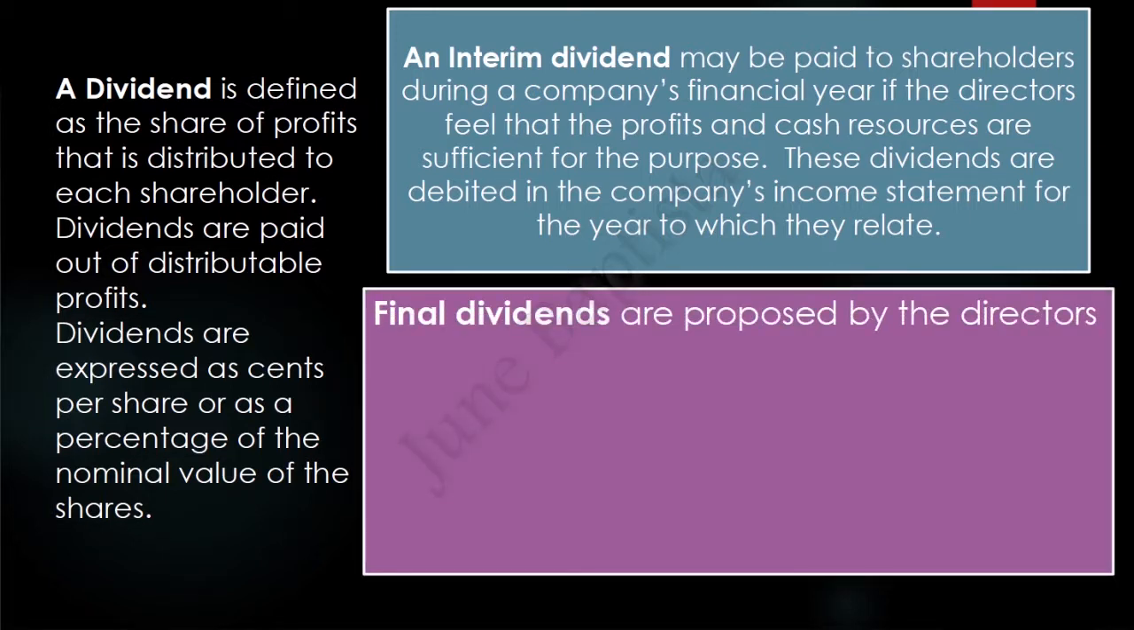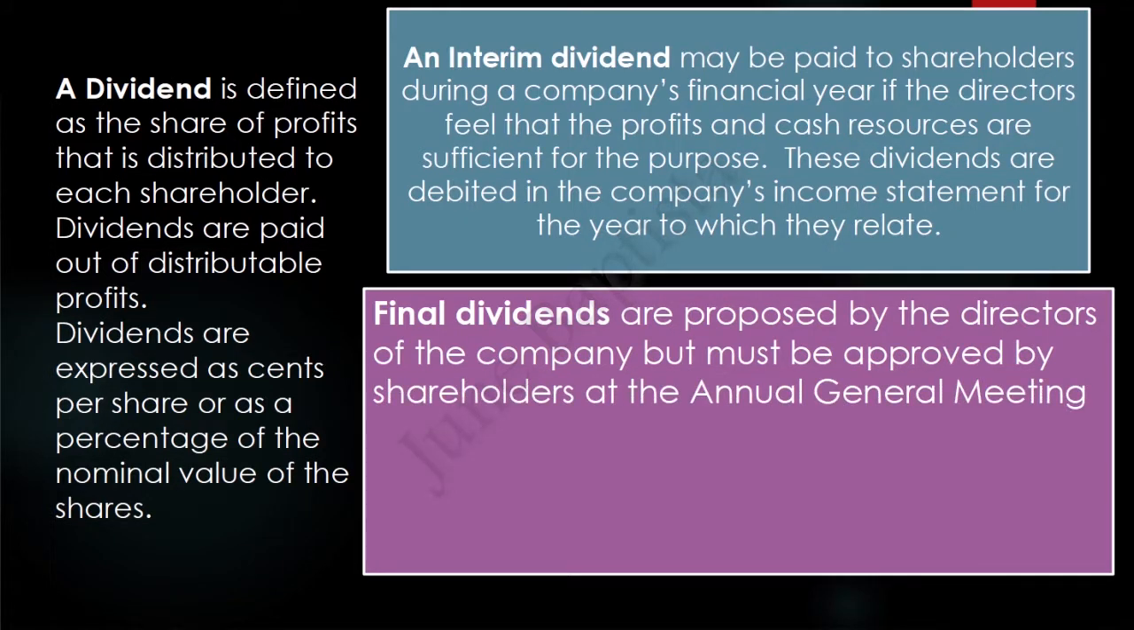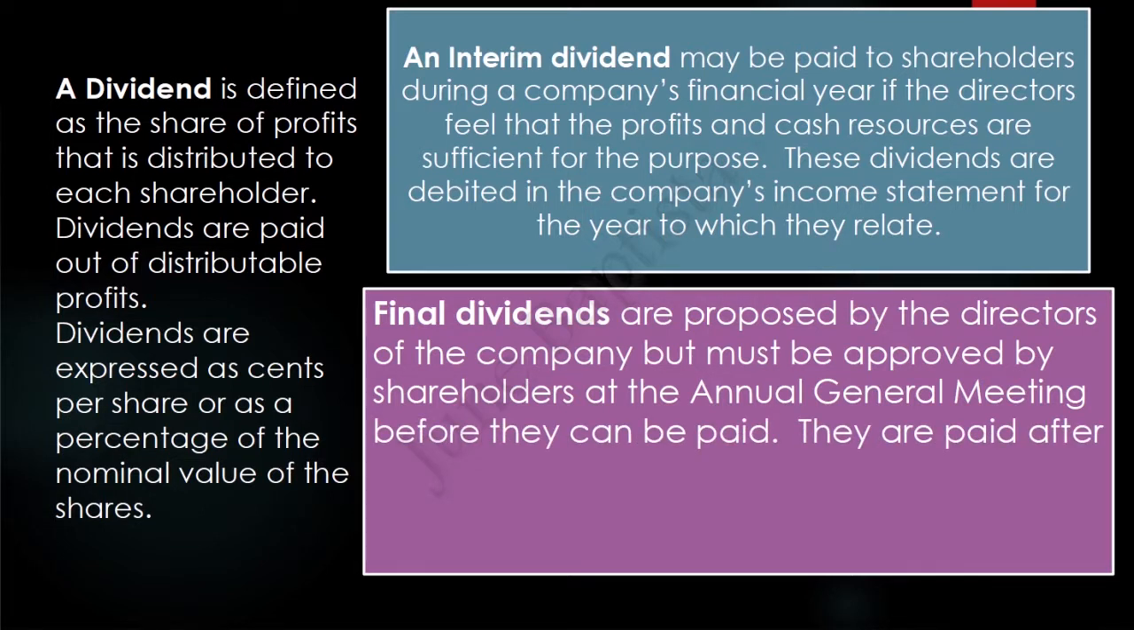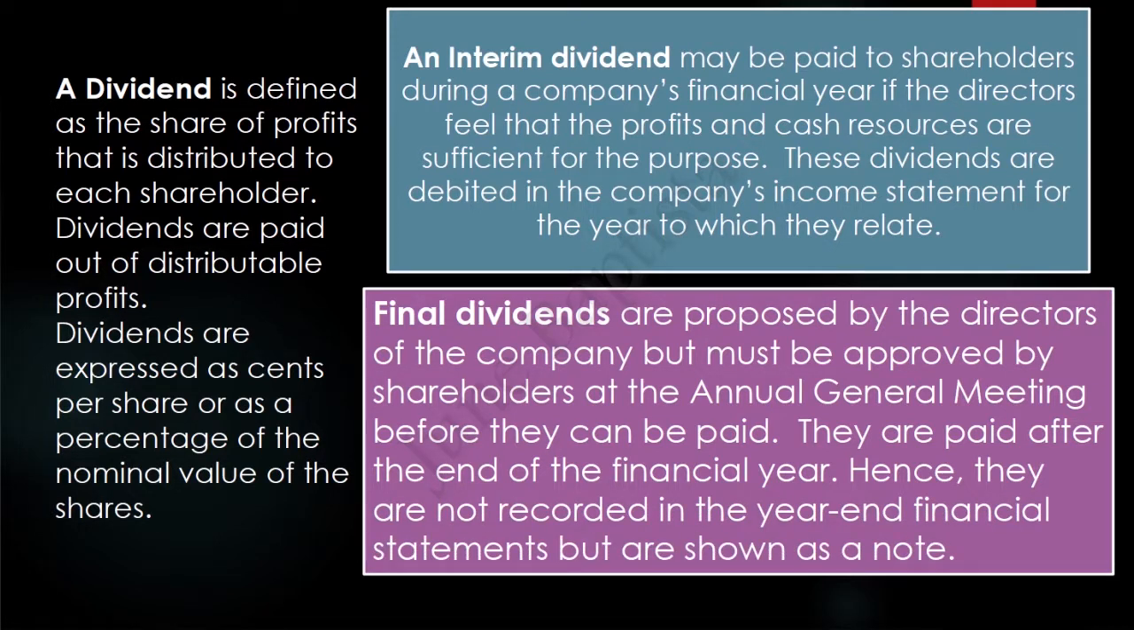Final dividends are proposed by the directors of the company, but must be approved by the shareholders at the annual general meeting, or AGM, before they can be paid. They are paid after the end of the financial year. Hence, they are not recorded in the year-end financial statements, but are shown as a note.